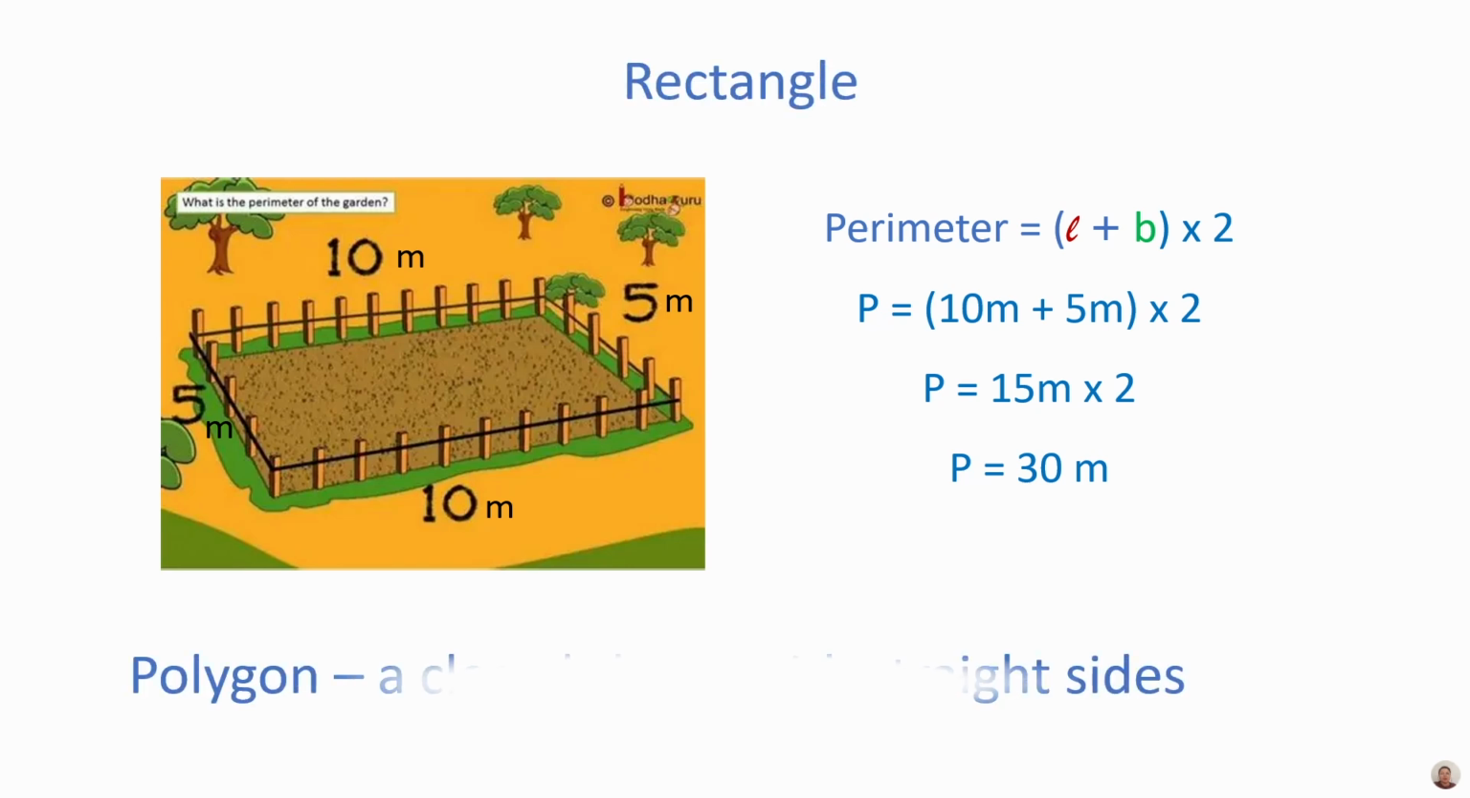So now we know our shape is a rectangle, and a rectangle is a polygon, which is a closed shape with straight sides.